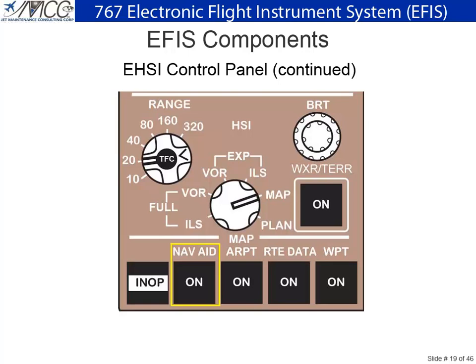The NavAid switch displays all VOR, VORTAC, and NavAids with identifiers in the displayed range. The airport switch displays all airports and identifiers in the displayed range. The route data switch displays altitude and estimated time of arrival next to all flight path waypoints. The waypoint switch displays all waypoints with identifiers not on the flight plan and within display range.